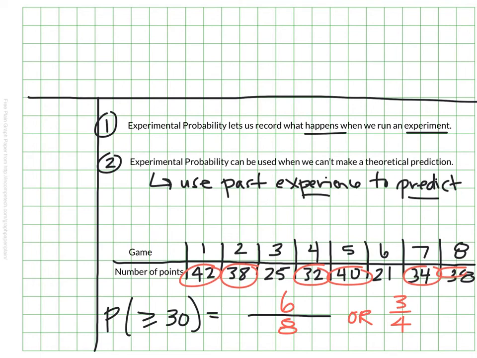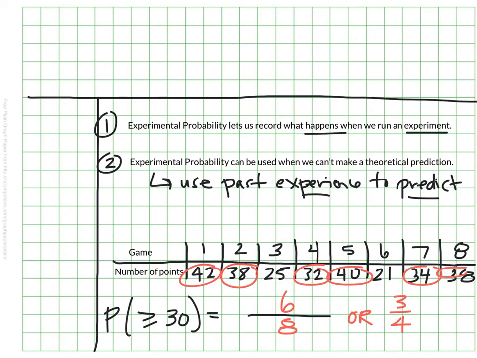And of course, this is just a probability, right? I can't say for sure that the team is going to get at least 30 points. People are unpredictable. But if I had to make a prediction, I would say it's pretty likely, right? 3 out of 4 is pretty likely that they'll have at least 30 points.